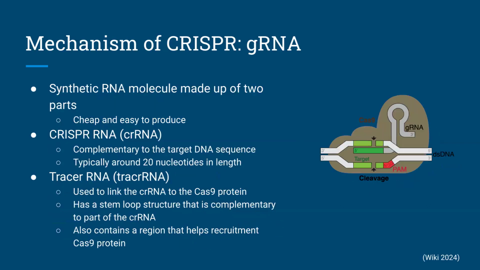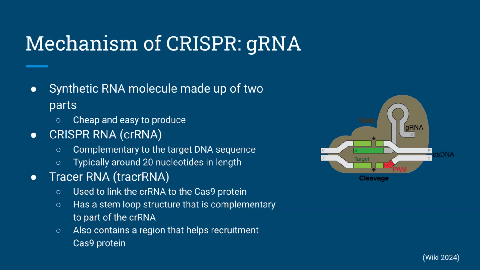Okay, and then guide RNA. So this is a synthetic RNA molecule made up of two parts. Again, cheap and easy to produce. RNA is way easier to produce than producing the actual proteins, like the ZFNs or the TALENs. So it's made up of CRISPR RNA, crRNA, and this is complementary to the target DNA sequence, and typically around 20 nucleotides in length. And this is, how do I show this? This is this part right here. It runs up here, right?